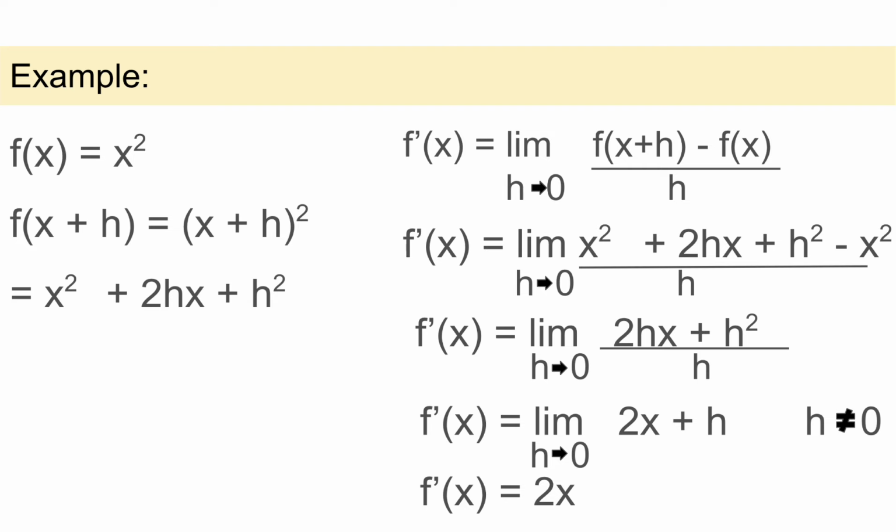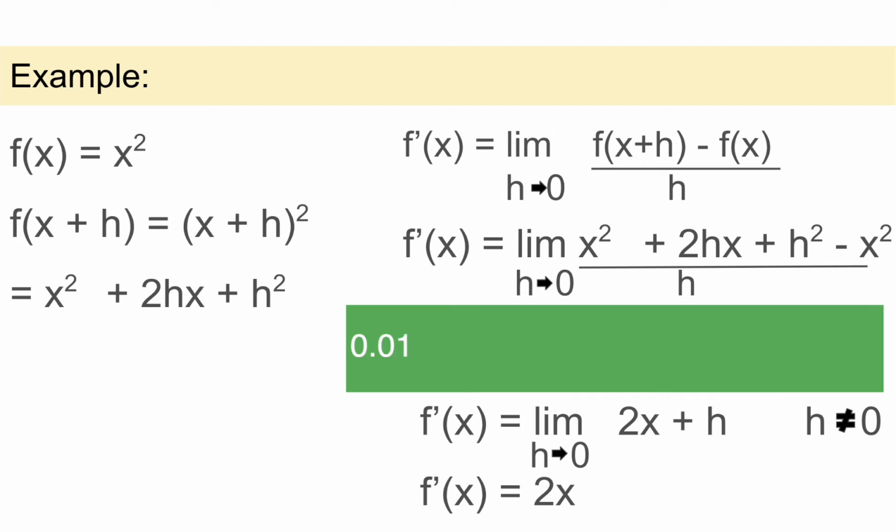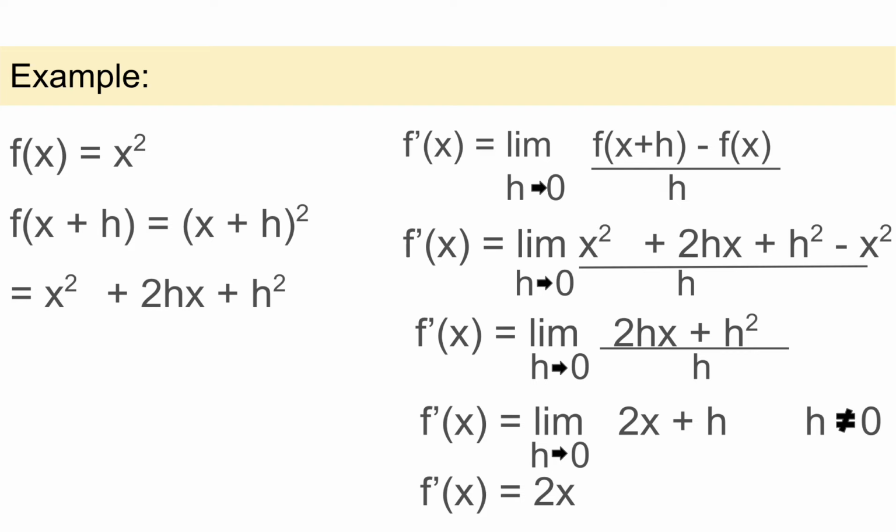To finish this off, we let h approach 0. You can imagine it is some small value like this, or as many decimal places as you care to imagine. As h approaches 0, the derivative function approaches 2x.